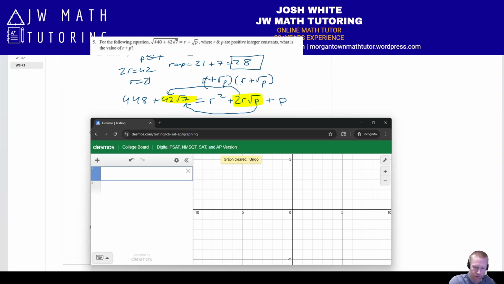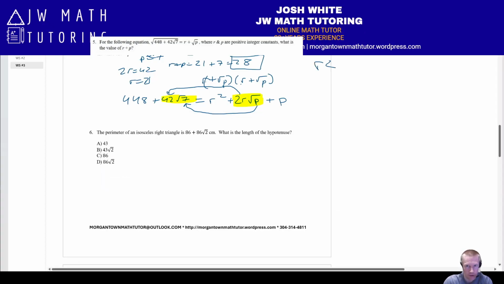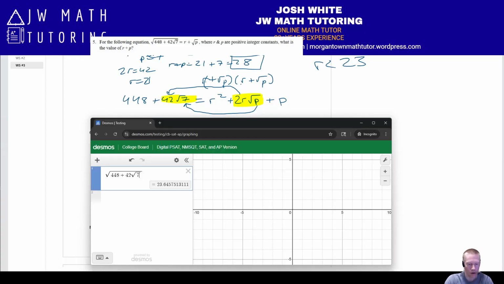Alternate way you could do this too in Desmos, probably not the quickest way. What you could do is take the expression on the left and just type it in. Notice it's less than 23, it's 23.645. Therefore, the value for r has to be something less than 23, because if you plug in anything greater than that, it wouldn't make sense. If r was 24, it'd be impossible to add another positive number to it and have that equal 23 something. So r has to be less than 23.